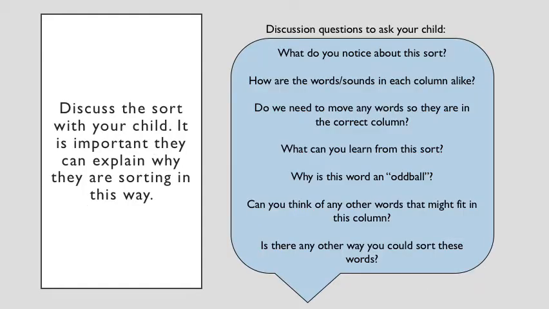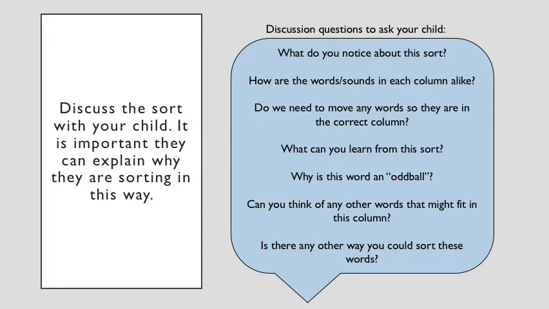It's important that children can explain why they are sorting in a particular way because that allows them to make generalizations about their sort and transfer their learning to other areas of literacy besides just this individual sort. So please discuss the sort with your child. I've provided a few questions to help stimulate conversation in this little blue box here. You can ask things like, what did you notice about this sort? How are the words or sounds in each column alike?